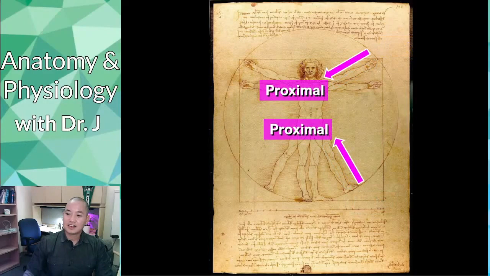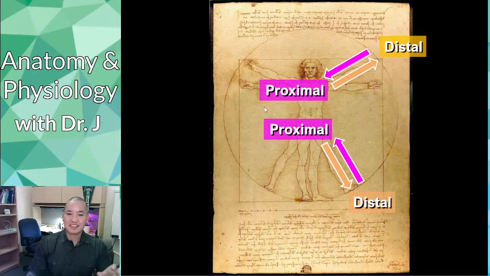Now, the opposite of that is proximal. So proximal is the opposite direction of distal. If you're moving closer toward the center or some sort of central object, this is what you call proximal. So you can think of proximal as towards and distal as away. They're not exactly synonymous with that, but think of it that way if you're starting out. Distal is like away and proximal is like toward.